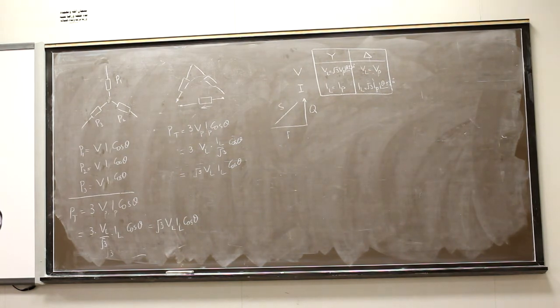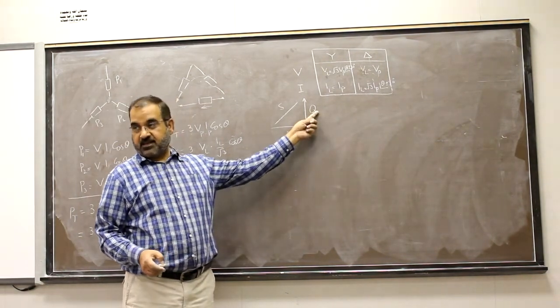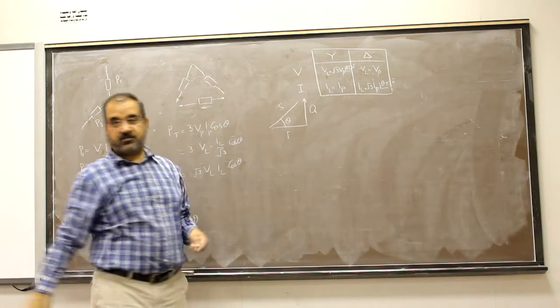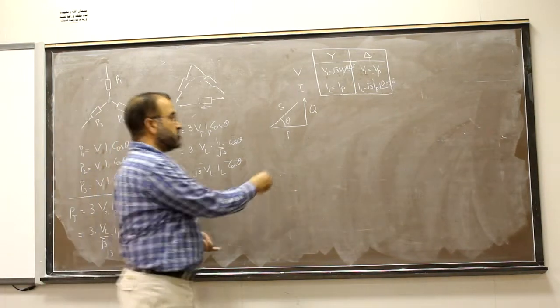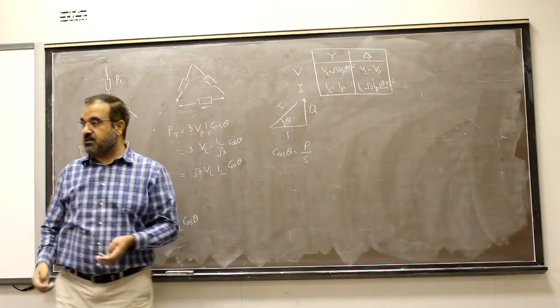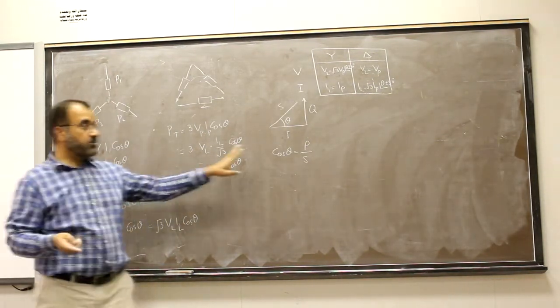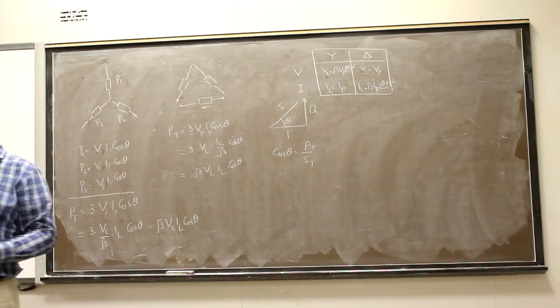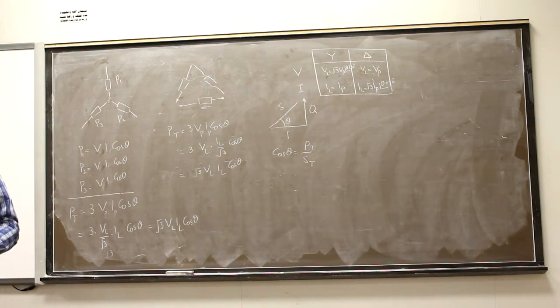Now if you want to calculate, do you know power factor? Power factor: this is active power, this is reactive power, this is complex power. The angle between these two is known as power factor. Cosine theta is equal to active power over complex power. So if you know the total power, you can calculate the power factor of the supply and of the load also. This is for the generator as well as for the loads.